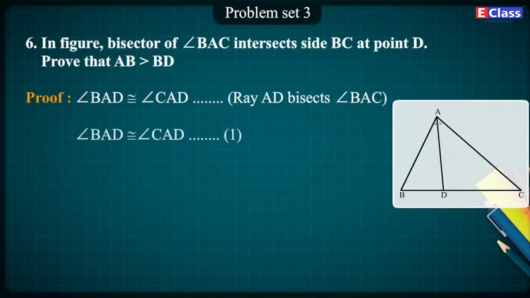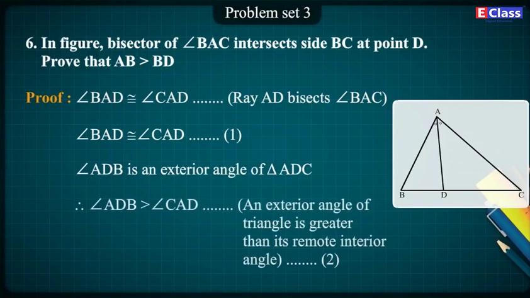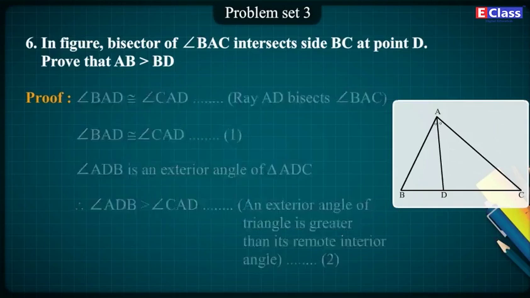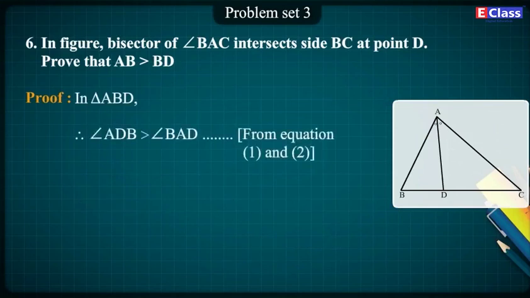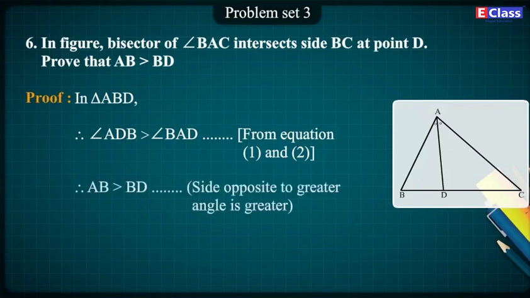Angle ADB is an exterior angle of triangle ADC. Therefore, angle ADB is greater than angle CAD, as an exterior angle of a triangle is greater than its remote interior angle. Let us mark it as equation 2. In triangle ABD, therefore, angle ADB is greater than angle BAD from equation 1 and 2. Therefore, AB is greater than BD, as the side opposite to greater angle is greater.